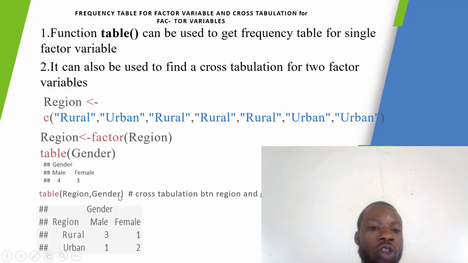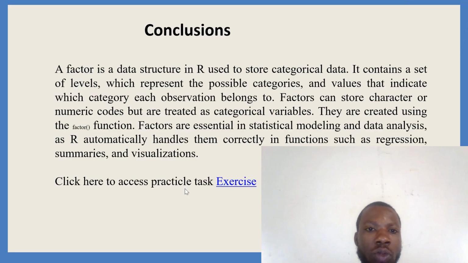Also, I can do cross tabulation to see how many males are in rural and how many are in urban, since we have the region of rural and urban. You see, in rural area, I have 3 males and 1 female. Those are also the cross tabulation things that we can do for the factor variable. When we do the exploratory data analysis, we will see how we can do those kinds of things, and also how we can add the percentage.